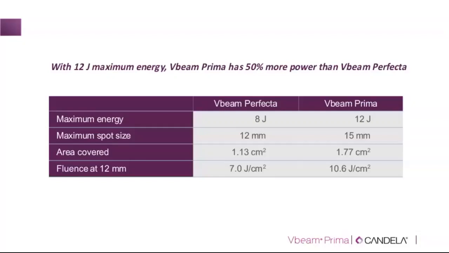This table shows one other additional feature with the Vbeam Prima, which is increased energy. So as you can see with the Vbeam Perfecta, the maximum largest spot size is 12 millimeters, whereas with the Vbeam Prima that's 15 millimeters. But the amount of energy that you can use is higher, which is up to 12 joules. So we have a larger spot size, but not at the cost of lower fluence. We have a larger spot size plus higher energy, whereby if needed and required, we can use higher fluences too.